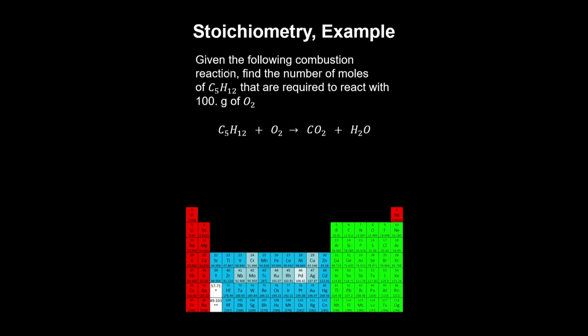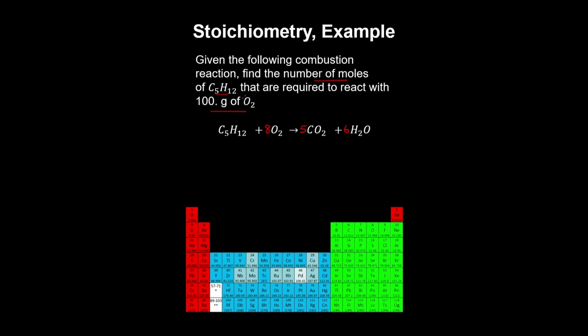Given the following combustion reaction, find the number of moles of pentane that are required to react with 100 grams of oxygen. First we need to check if this equation is balanced. So we have 5 carbons on both sides, 12 hydrogens, and 16 oxygens on both sides.